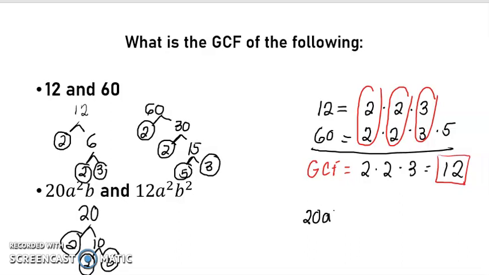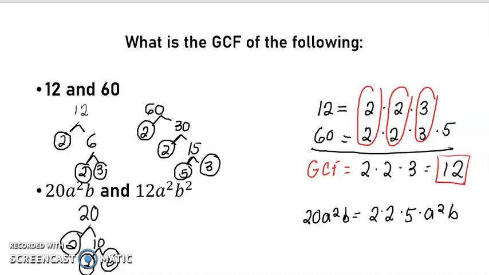a squared b, the prime factors are 2 times 2, or I can also write 2 squared, whichever you want. But in this example, let's use 2 times 2 times 5. Then copy the variables with its exponents. So we have a squared b. Okay? And let's get the prime factors of 12.